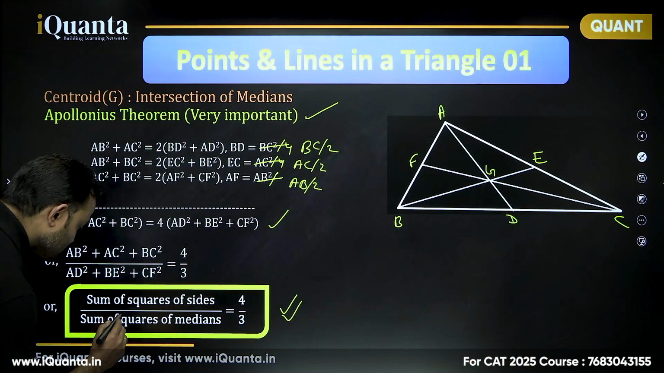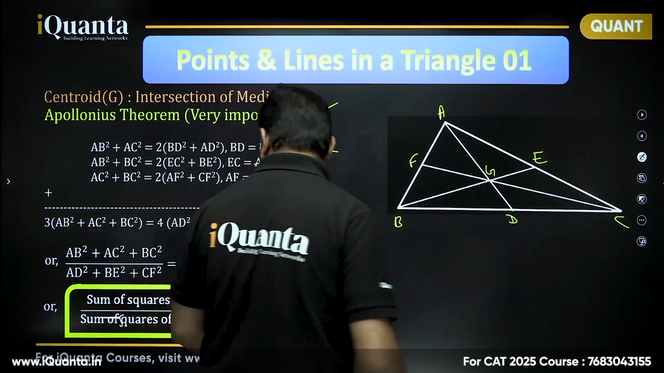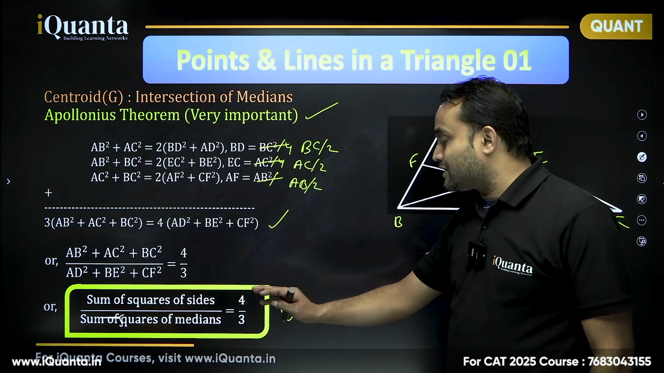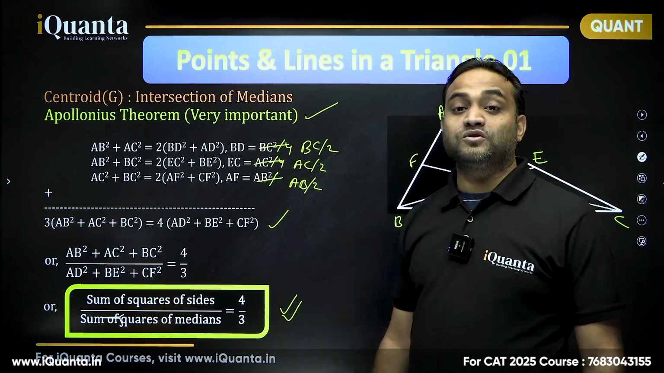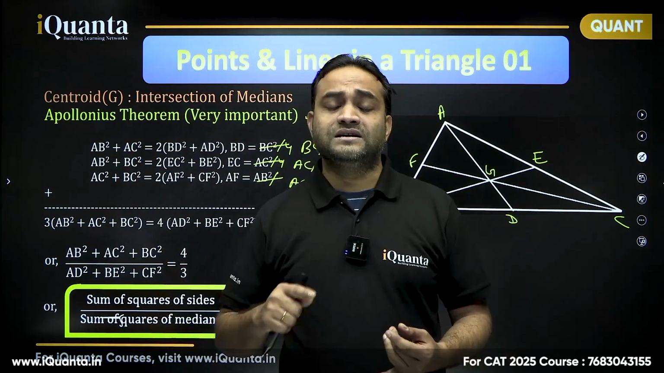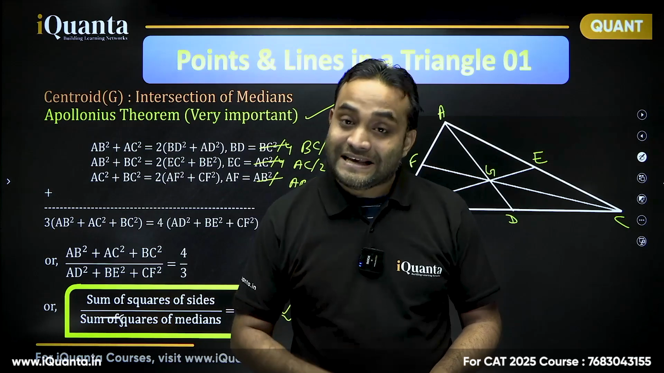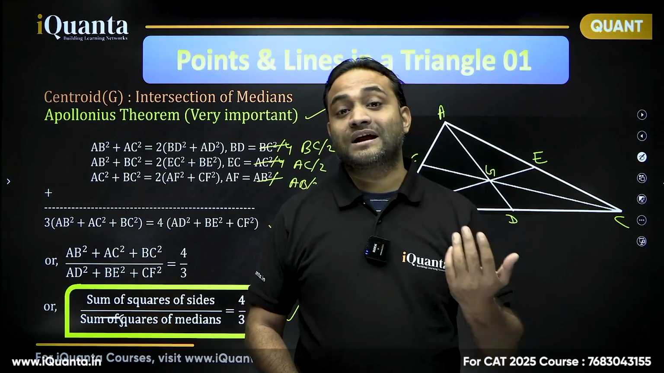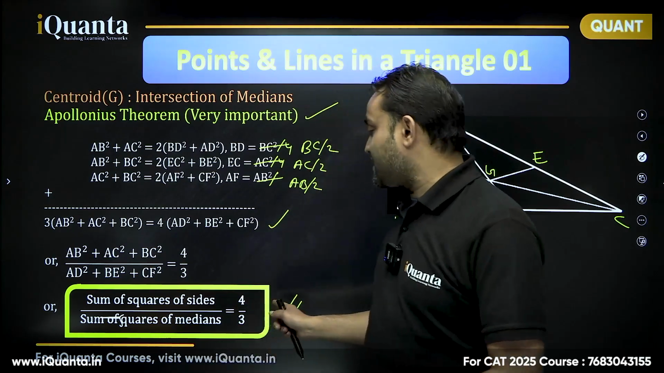Okay, the 'S' had gone missing from here, so I have put it in again. Sum of squares of all the three sides divided by sum of squares of all the medians should be equal to 4/3 in any particular triangle. Doesn't matter whether it is an isosceles triangle, equilateral triangle, or scalene triangle, acute angle triangle, obtuse angle triangle and right angle triangle, this condition will be followed in every one of them.